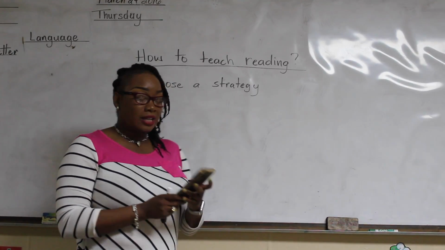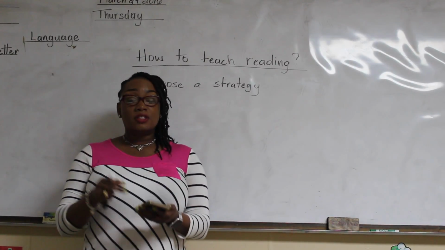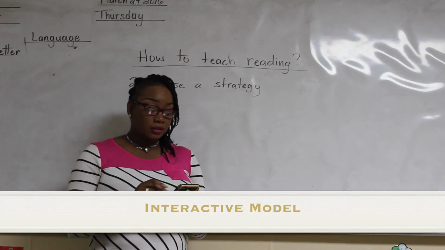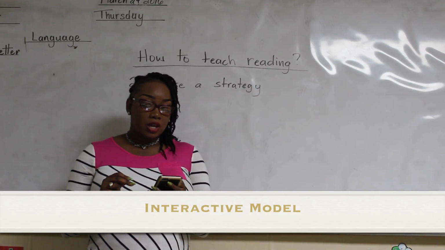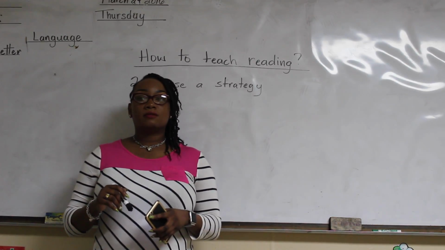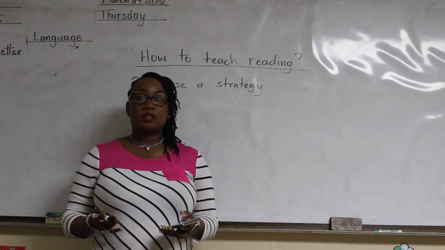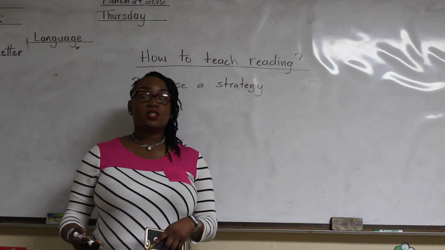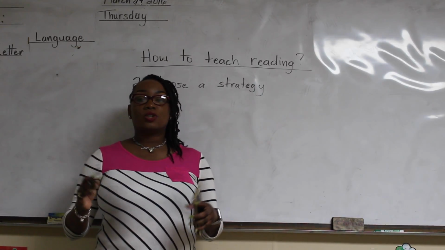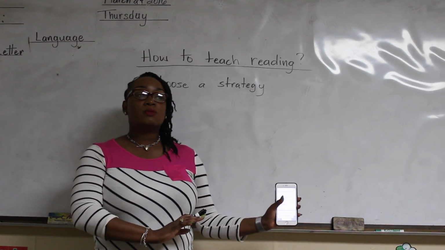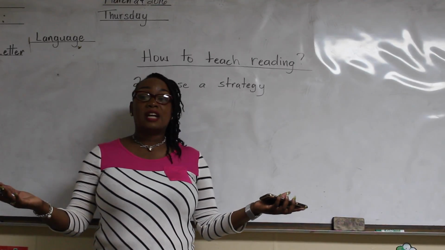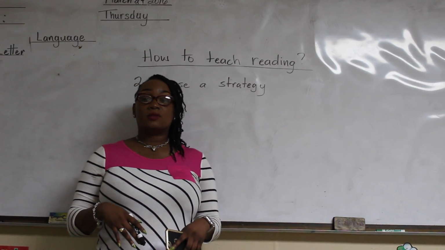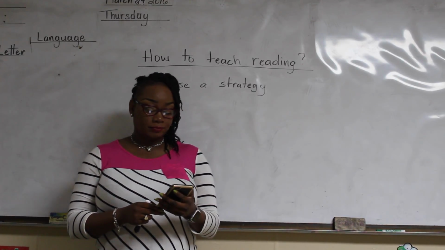And the last strategy is called the interactive model. And interactive does both. It uses the bottom-up and the top-down strategy. Okay, so you can actually switch it out. You can use both at a time, and you can teach reading that way as well. Okay.